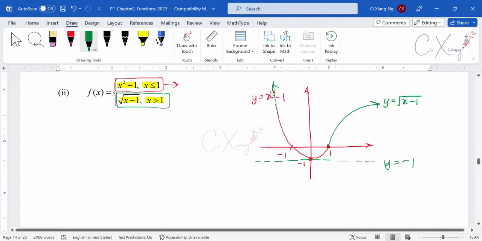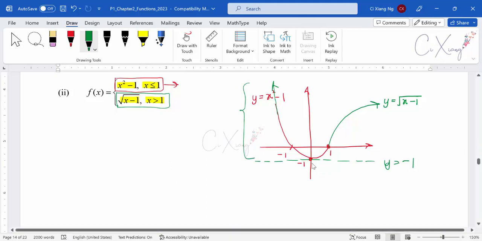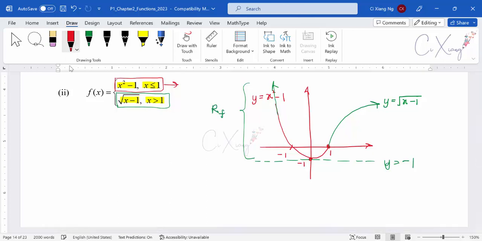So this one is increasing very fast. This one is still increasing, but the rate is slower. But no matter how, you can see very clearly that the lowest point is equal to -1, and the highest point will go up to infinity. And therefore, if I want to write out the range for this particular piecewise function, it will be y greater than or equal to -1.